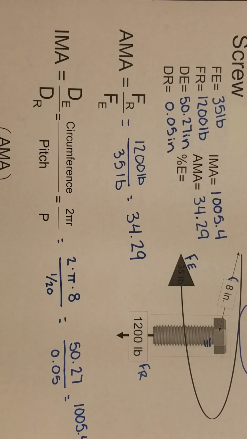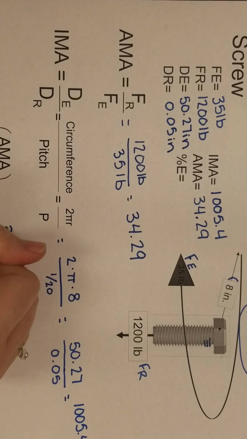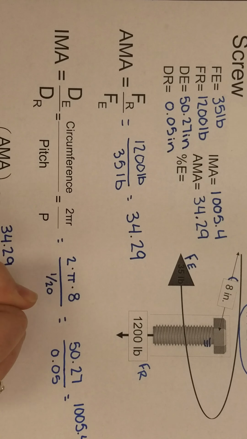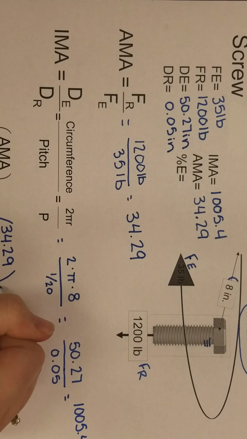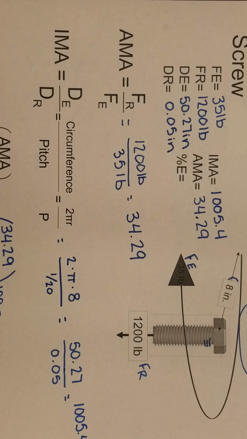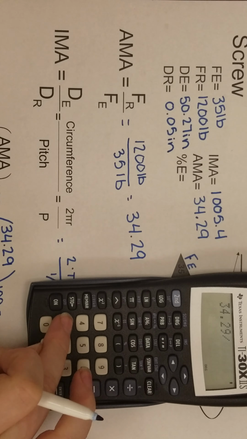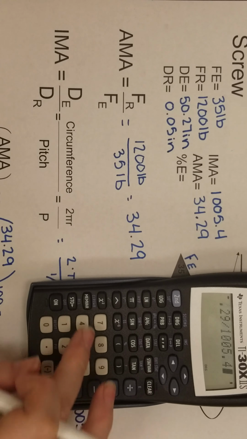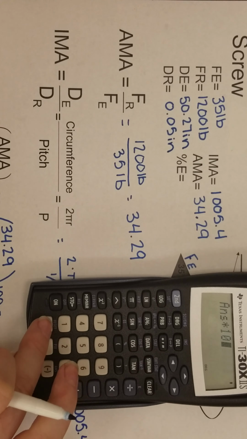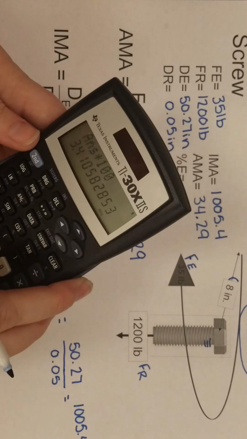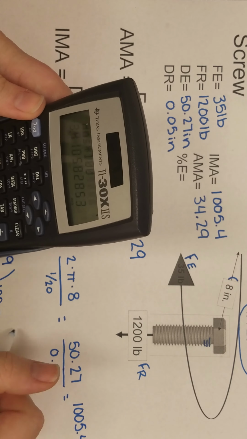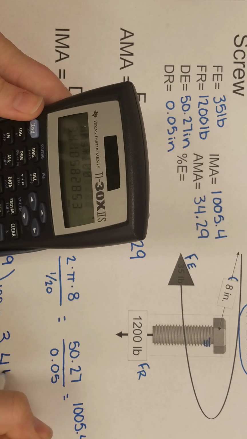Last but not least, I'm going to calculate my percent efficiency. So I'm going to do that by dividing my AMA by my IMA. So I'm bringing these values down. My AMA is 34.29 and my IMA is 1005.4. And I'm going to multiply that by 100. So I'm putting this into my calculator. 34.29 divided by 1005.4 equals, times 100 equals. And I get an efficiency of 3.41%.